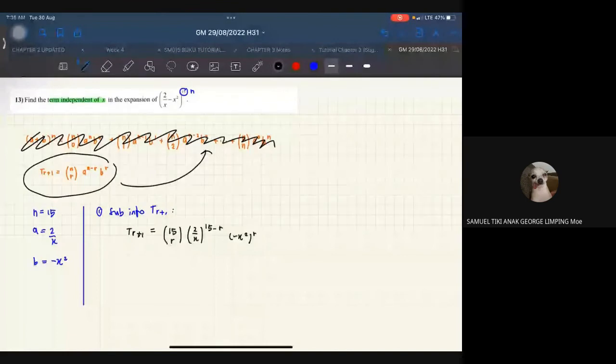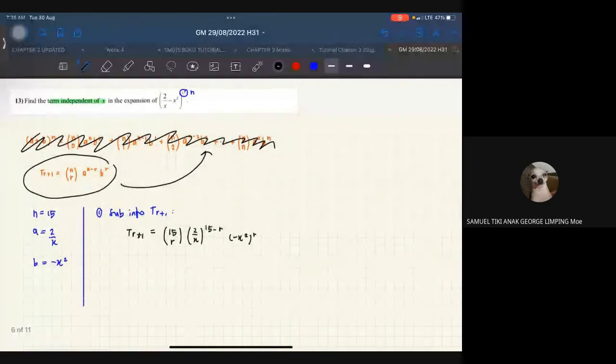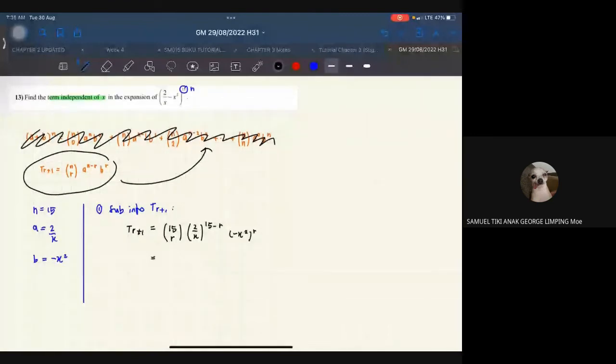Okay, so the next thing yang kita nak buat adalah kita akan cuba untuk simplifykan kita punya expression. So kenapa kita kena simplify? Sekejap saya explain. So let's simplify dulu. We have 15r.